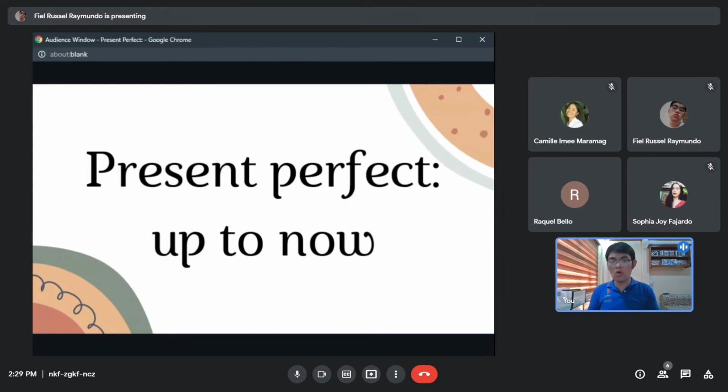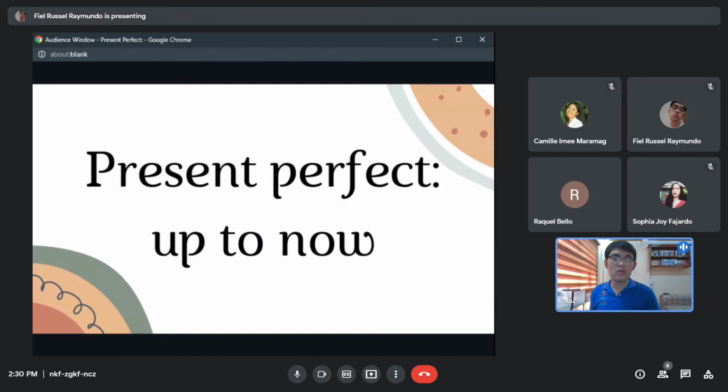Now that we know what present perfect tense is, how it is constructed, how it is used, and the basic structures, let's try incorporating up to now in present perfect sentences. First, let us find out what up to now means. Up to now implies that an action or event in the past persists or is not yet done up to this present point.